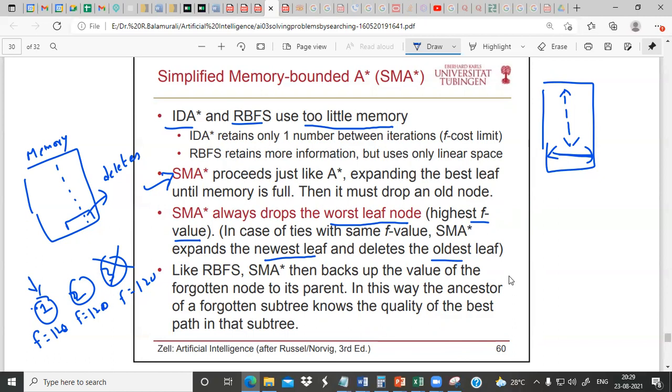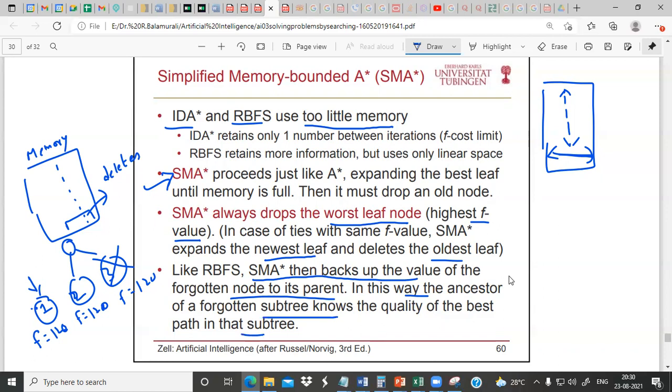And it does one more thing. Before deleting, it will pass on its forgotten value to its parent. Like RBFS, SMA star then backs up the value of the forgotten node to its parent. In this way, the ancestor of a forgotten subtree knows the quality of the best path in that subtree. Okay, so why is it sending?